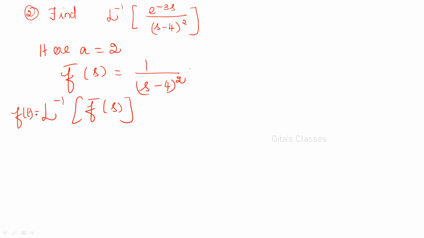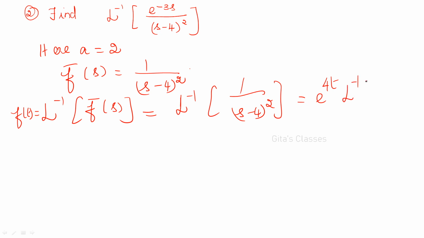Okay, so f of t is L inverse of f bar of s, so L inverse of 1 by (s minus 4) the whole squared, which is equal to e power 4t. S minus a, or s plus a, form means first shifting theorem. So e power 4t into L inverse of 1 by s squared, that is t into e power 4t. Okay, e power 4t into L inverse of 1 by s squared, which is t. So t into e power 4t. Okay, what is this? f of t.